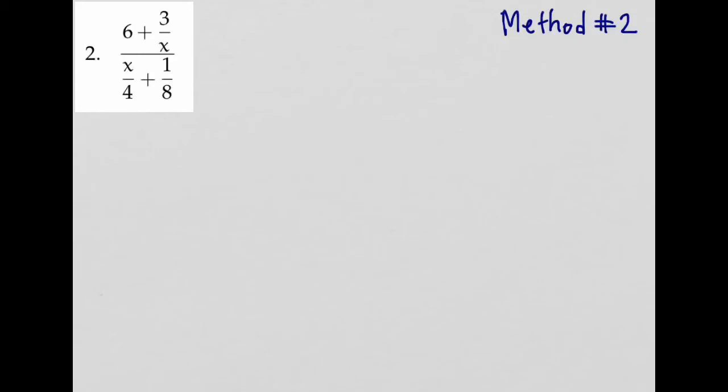Now I'm going to use method number 2 to simplify. So I need the LCM of all of the denominators within my complex fraction. These are x, 4, and 8. It's easy to see that the least common multiple of x, 4, and 8 is 8x. This is the simplest expression that is divisible by x, by 4, and by 8.